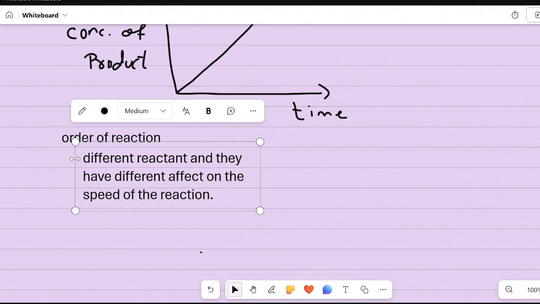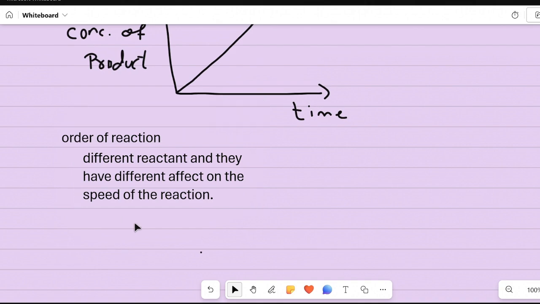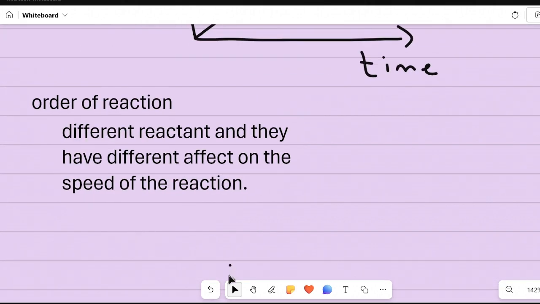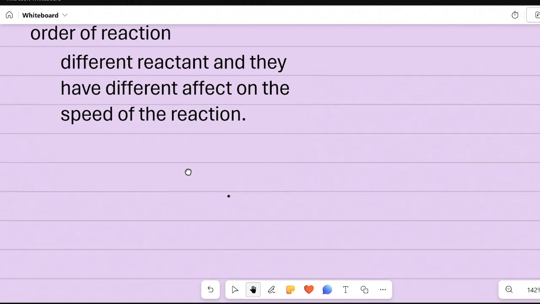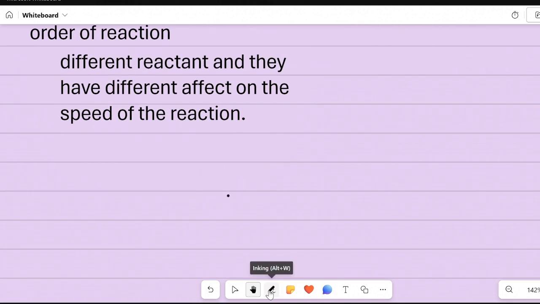The question is how we can find out whether the reactants are affecting the speed of the reaction or not. Well, you can measure it only by practical experiment. You cannot measure it theoretically. We divide the order of the reaction into different types on the basis of the reactants and how they are going to affect the reaction.